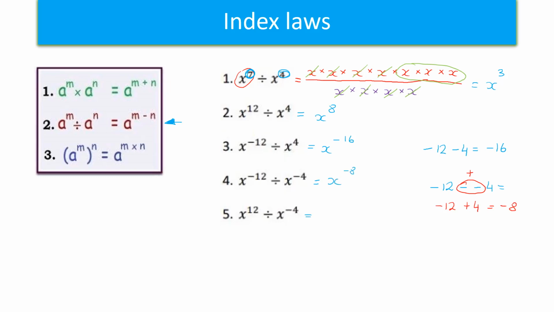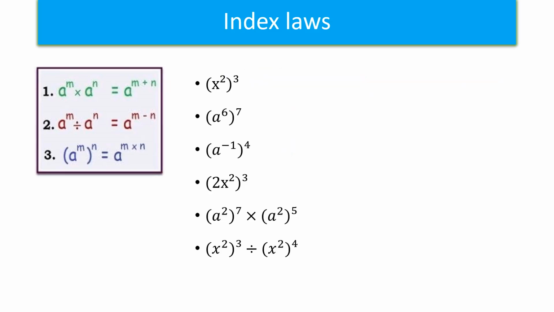And in the last one, x to the power of 12 divided by x to the power of negative 4. Again, we've got 12, take away negative 4. We've got two minuses together, that's a plus. So the answer is 16, so it's x to the power of 16. Let's move on and have a look at the last rule.